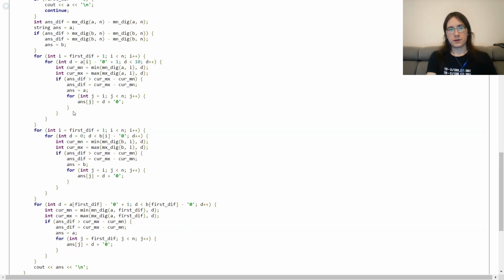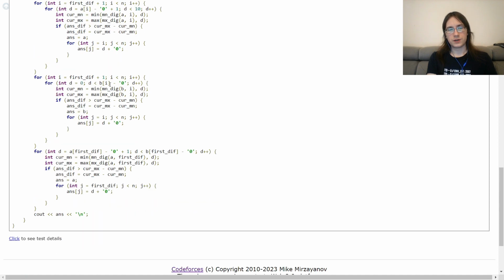Here I cover the case when my number coincides with L first. So here I fix the first position where it's different from L. Then I fix precisely the digit which will stand on the next position. Then I find what is currently the minimal digit that I've fixed and the maximal digit that I've fixed, and update the answer with such score. And if the answer score is improved, then the new answer is just A, but starting from this position to the end, all the digits were replaced with D. Then I do the same for the case when it coincides with R first.